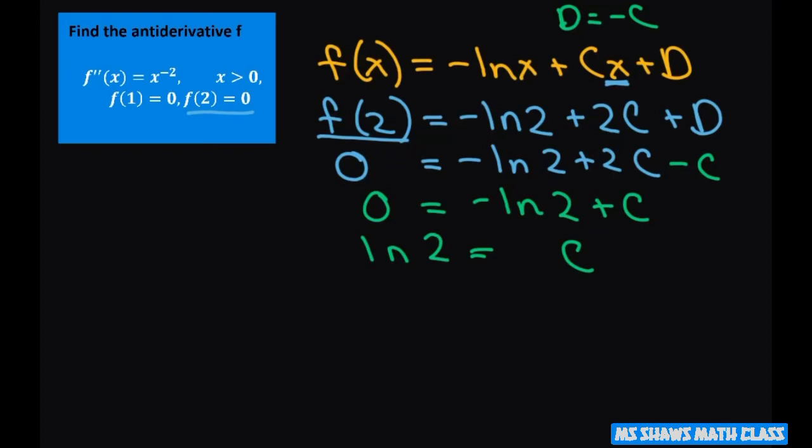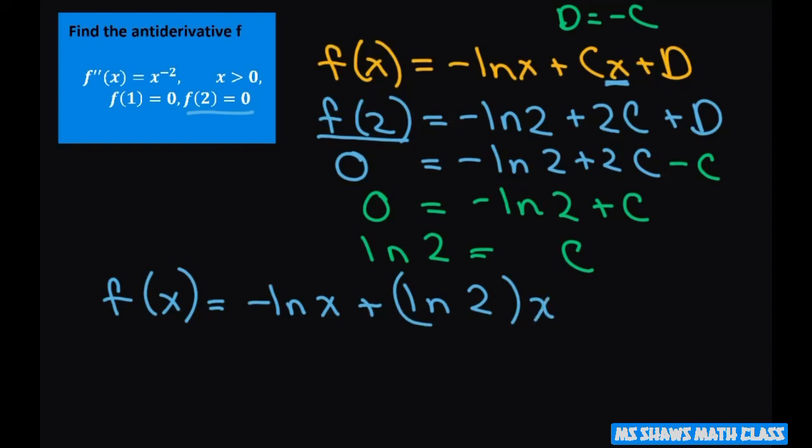So now we can fill this in, and that's going to be f of x equals negative ln of x plus ln of 2 times x minus ln of 2. Going back to our original equation.